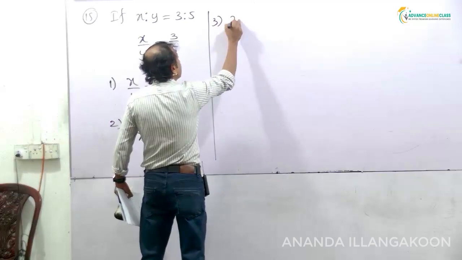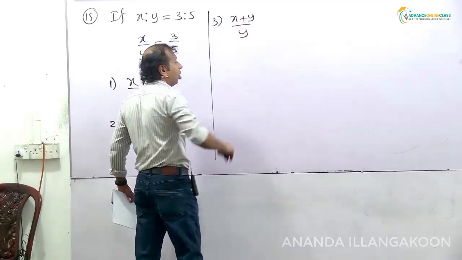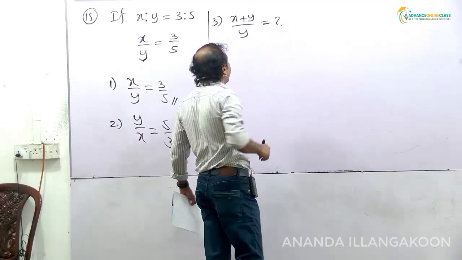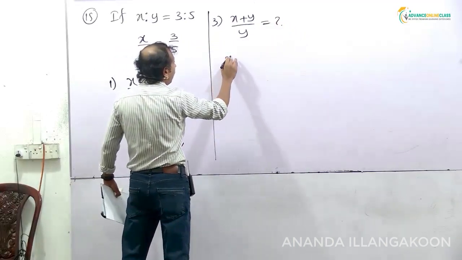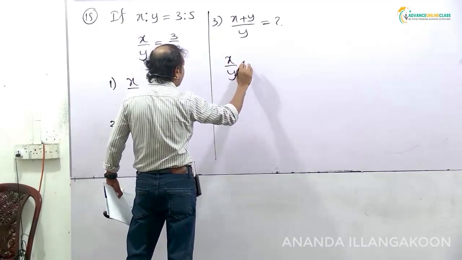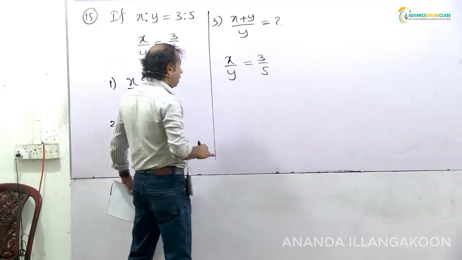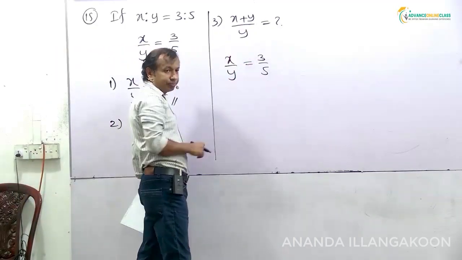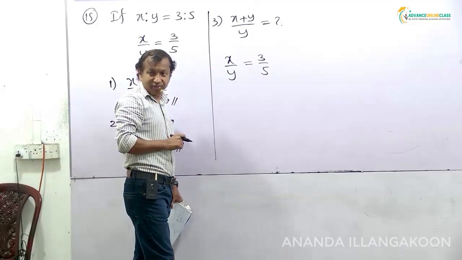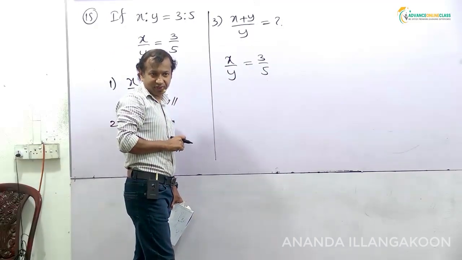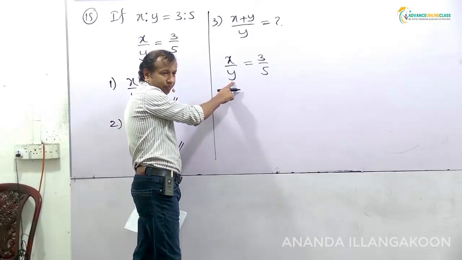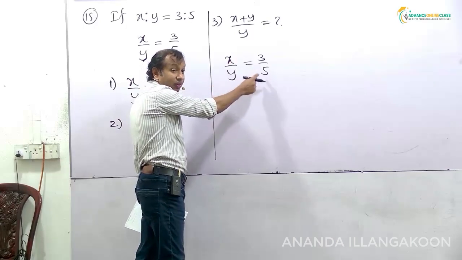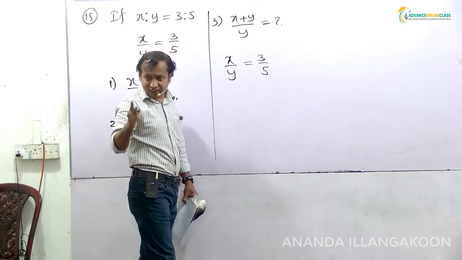Third one asking. Asking to find, people, x plus y over y. We know x upon y is equal to 3 over 5. Using this, how to take this? We learned today what? One property of proportion. What is that? The denominator in the left and right, we can add to their relevant numerators. Understand? That property we learned, no?